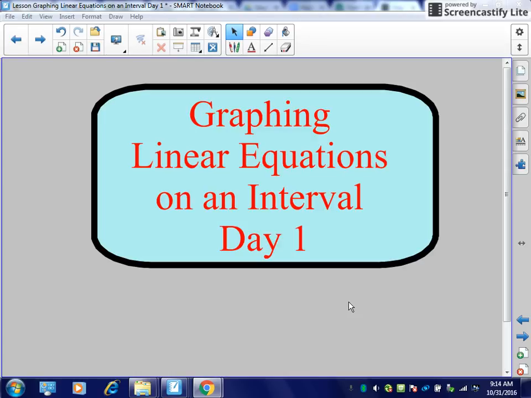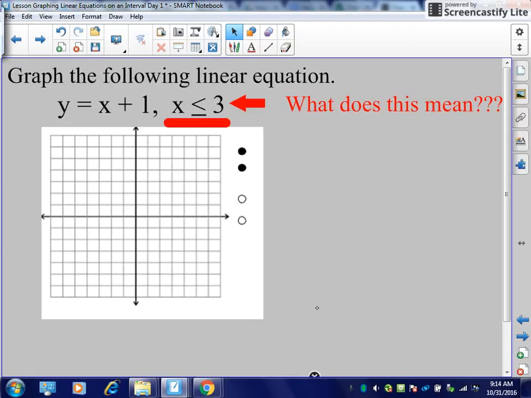Okay, today we're going to start graphing linear equations on an interval. Now, we've graphed linear equations, but we've never done it on an interval except for when we did it on a number line. And so this is going to be pretty much the same thing. Okay, so what if we wanted to graph the following linear equation, y equals x plus 1, comma, x less than or equal to 3?